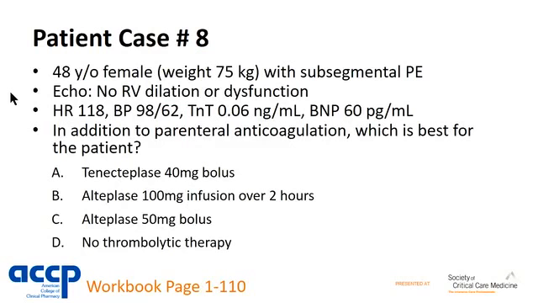Next is our patient case. A 48-year-old female weighing 75 kilos presents with a subsegmental pulmonary embolism. On echo, there is no right ventricular dilation or dysfunction. She is tachycardic, slightly hypotensive, troponin of 0.06 with a BNP of 60. In addition to parenteral anticoagulation, which is the best treatment option for her?